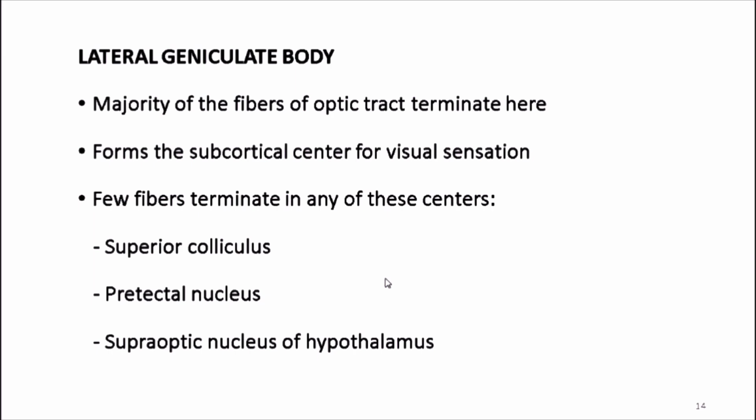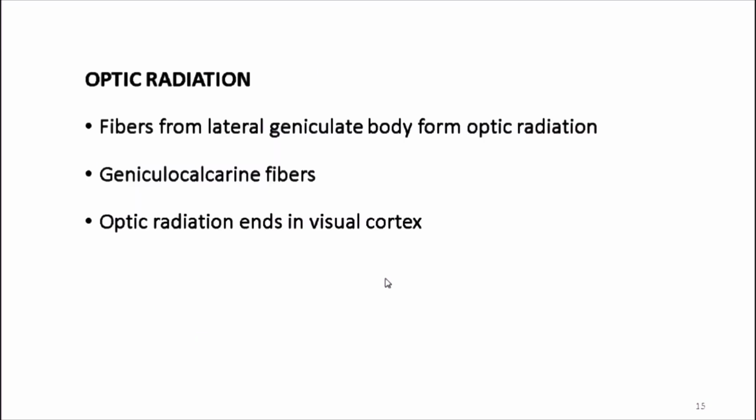But the majority go to the lateral geniculate body, forming the subcortical center for visual sensation. Some of the fibers terminate in the superior colliculus, but the majority terminate in the lateral geniculate body. And then it has to go to the visual center in the form of optic radiation. So the fibers from the lateral geniculate body form the optic radiation, through the geniculocalcarine tract, as geniculocalcarine fibers. It goes as an optic radiation to the visual cortex. That is what the optic radiation is about. So the optic radiation ends in the visual cortex, resulting in clear vision.